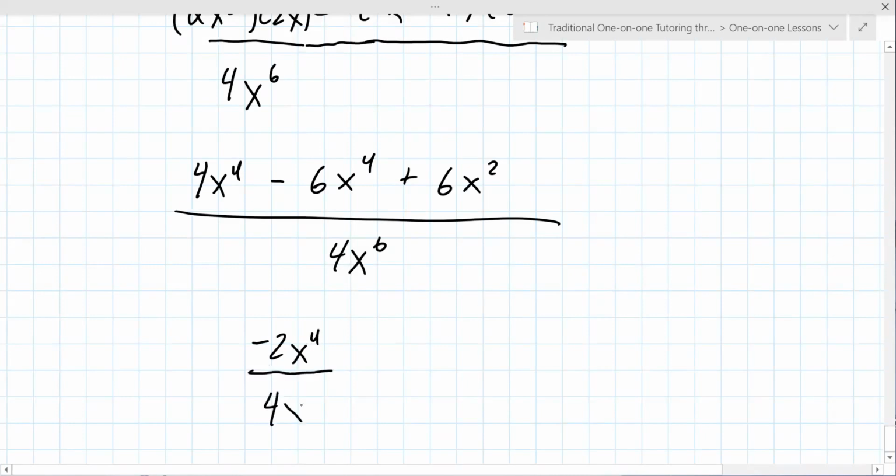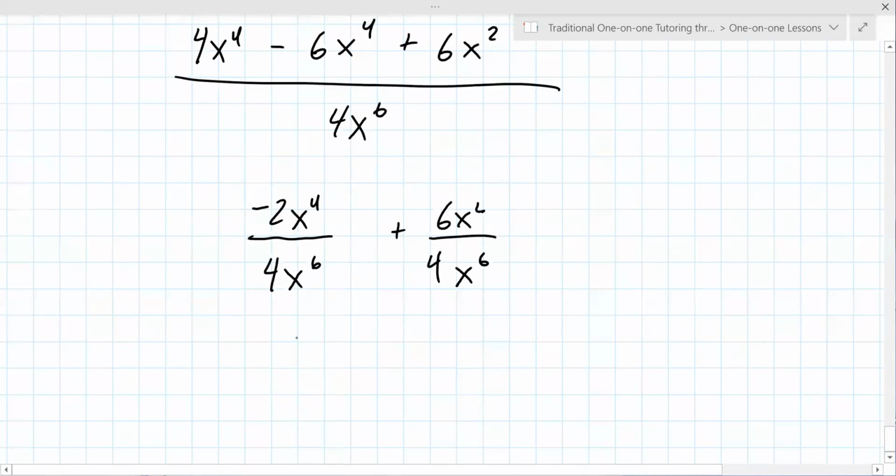But then you're really putting them both over this 4x to the 6th. I'm sorry, 4. I wrote the wrong thing. So then it becomes negative 1/2 x. So you do the bottom minus the top, the denominator minus the numerator for the exponents.